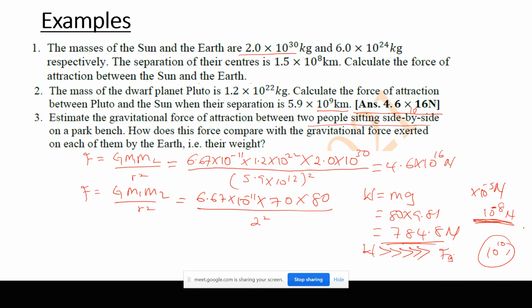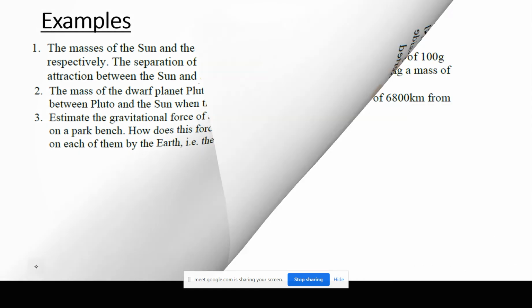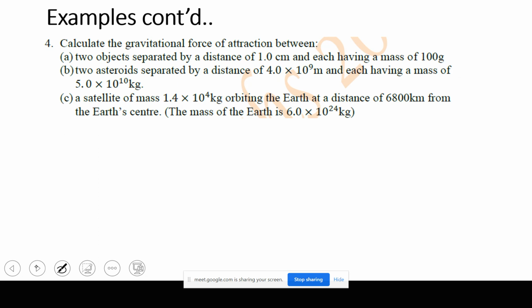Maybe we can do one more example for now. Calculate the gravitational force of attraction between two objects separated by a distance of 1 centimeter, each having a mass of 100 grams. I think this one you can calculate. Please calculate very fast and tell me what you get. We have only 5 minutes remaining.